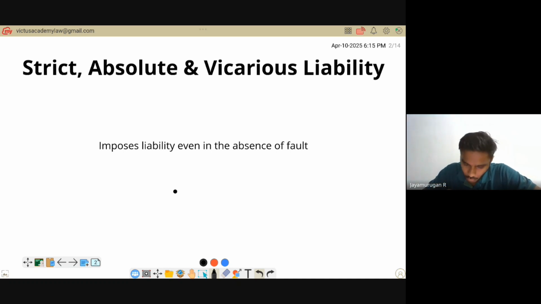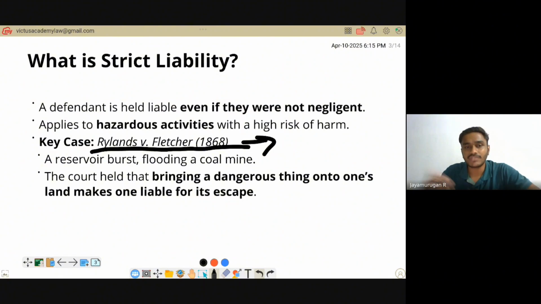I will try to cover all these concepts in today's class, but if it exceeds the time limit, I will probably cover the remaining portion in the next class. Okay, so first let's get into strict liability. What a strict liability is.